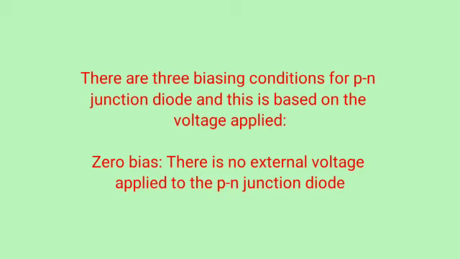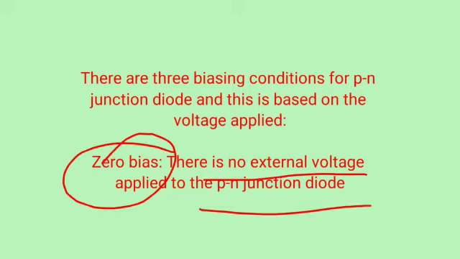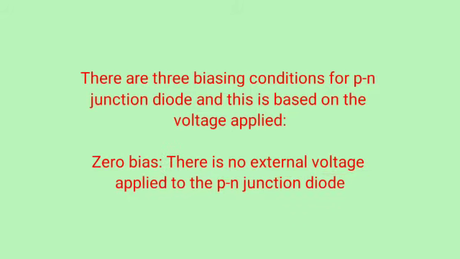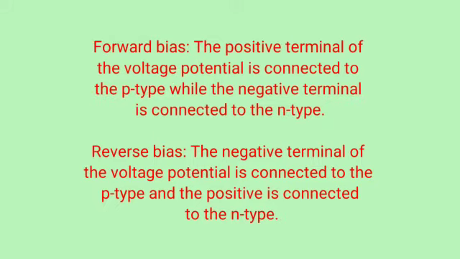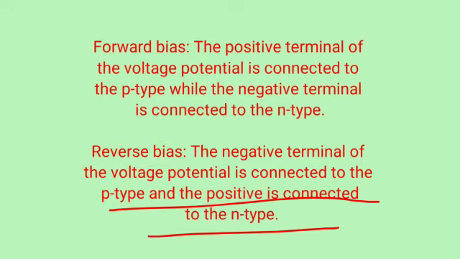There are three biasing conditions for a PN junction diode, based on the voltage applied. Zero bias: there is no external voltage applied to the PN junction diode. Forward bias means the positive terminal of the voltage potential is connected to the P side while the negative terminal is connected to the N type. Reverse bias means the negative terminal of the voltage potential is connected to the P type and the positive is connected to the N type.